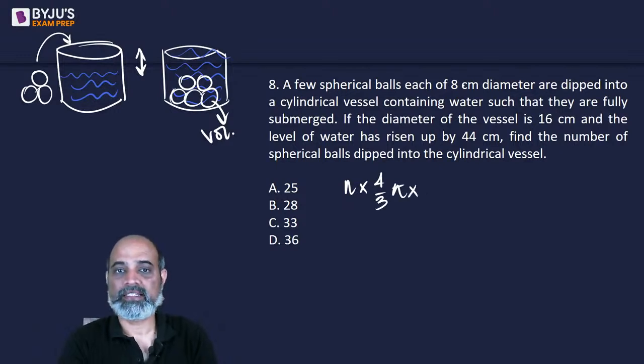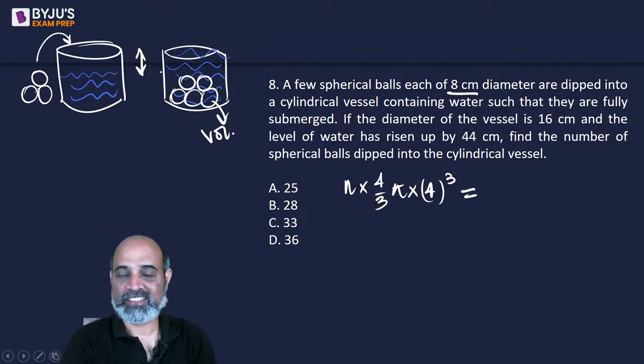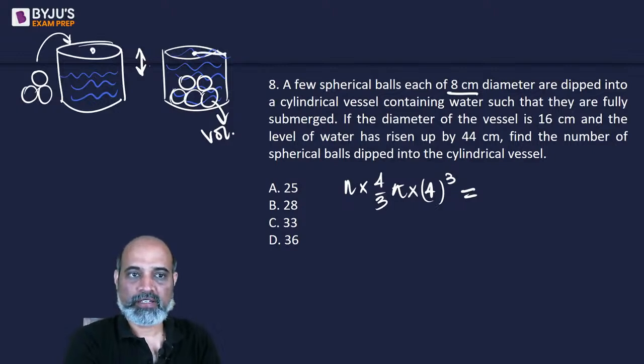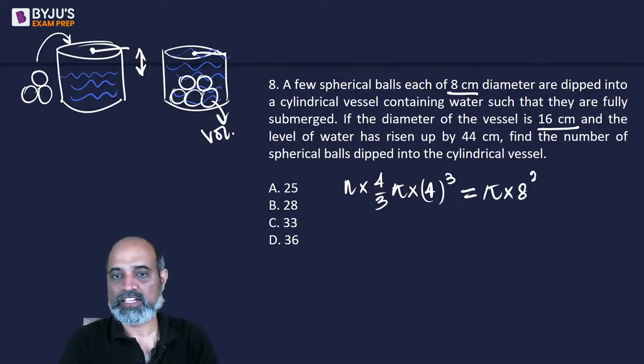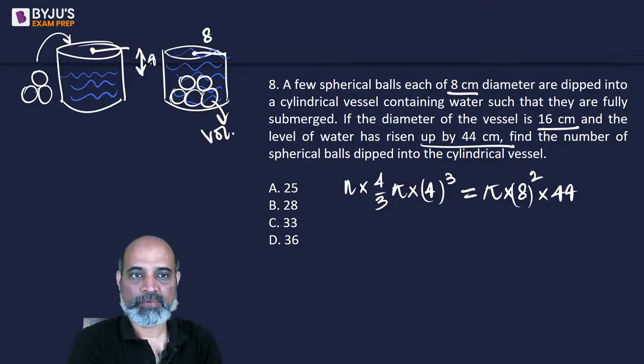Now what is the radius? If the diameter is 8 centimeters, the radius is going to be 4. So 4 cube. So this is the volume of the balls. This should be equal to the volume of the water that has risen. Everything is given here. So this is a cylinder. Cylinder's volume is given as pi r square h. Now what is the radius? Since the diameter of the vessel is 16, the radius is 8. So 8 square pi r square height. What is the height at which it has risen? It has risen by 44, right? So this is your 8, this is your 44.